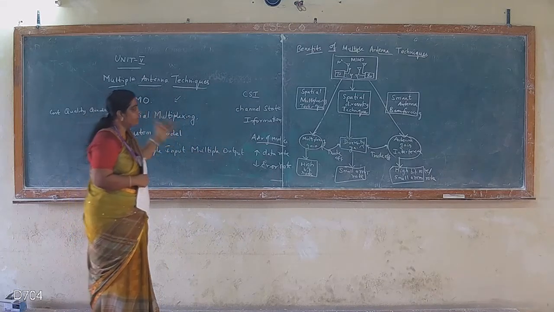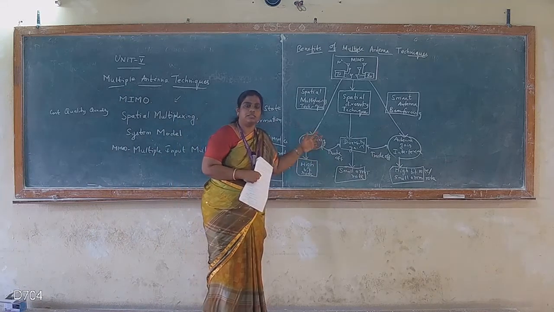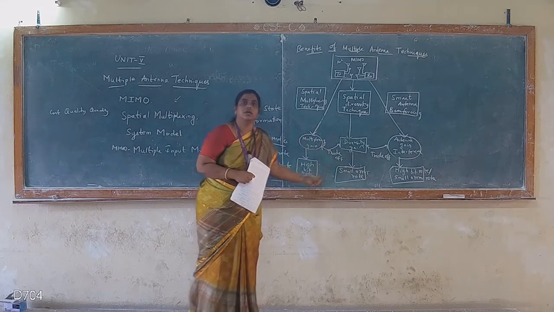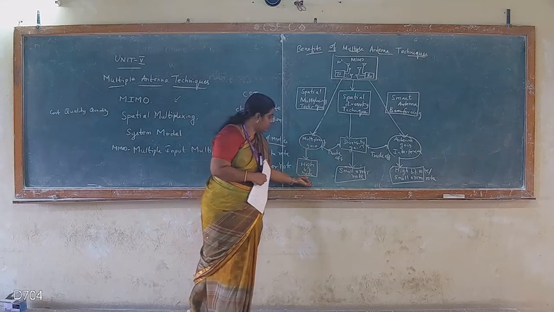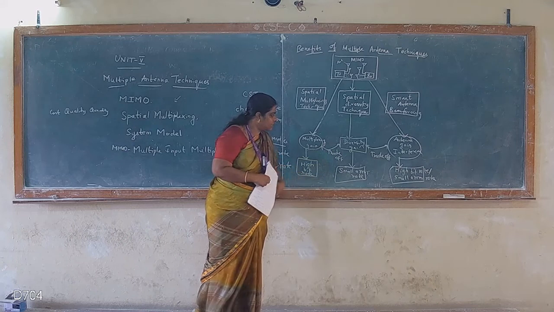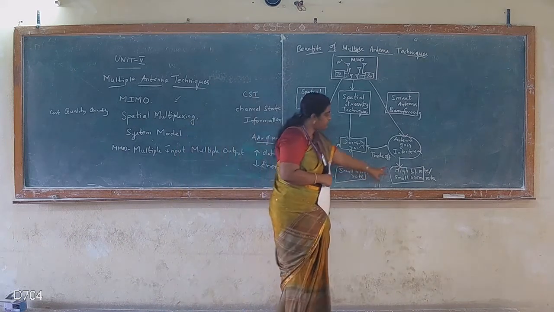So, multiplexing gain results in a high bit rate, diversity gain results in a small error rate, and antenna gain with interference results in either a high bit rate or else a small error rate. Okay. So, whenever it is asked in the part B question, we have to concentrate. The topic we have seen is MIMO.